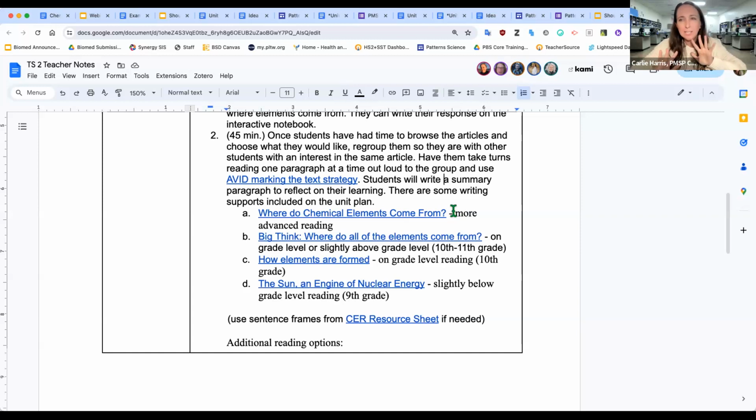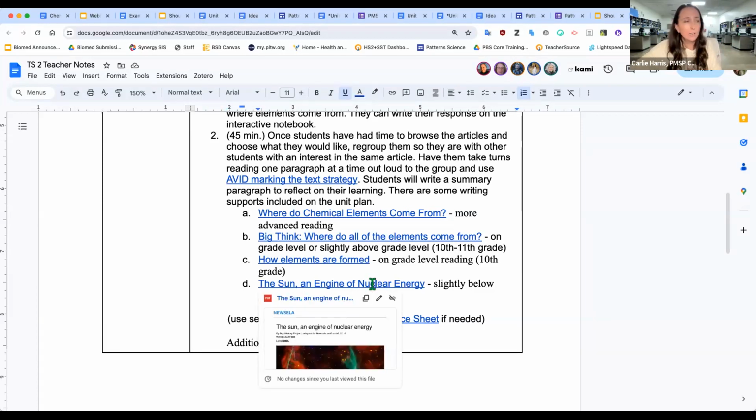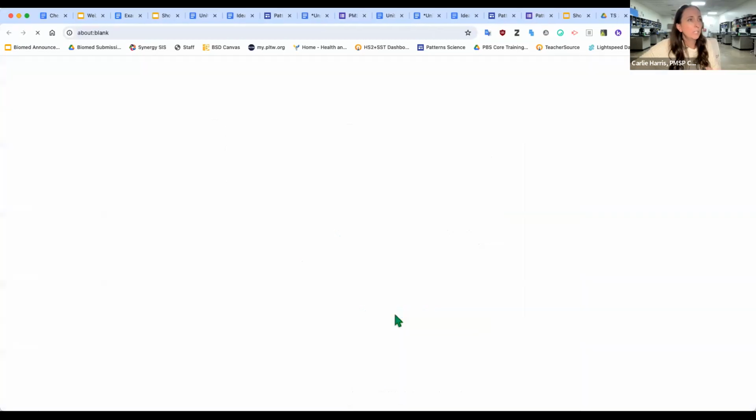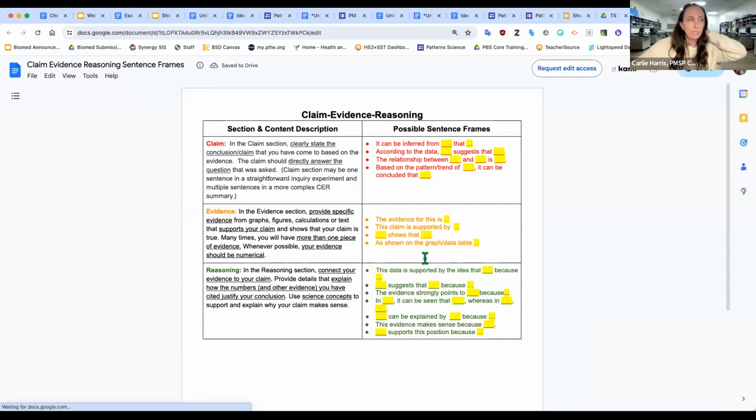We tried, as best as we could, to put in some grade level readings. So in terms of differentiation, we don't have anything that's below 9th grade. It's a little bit hard to find that, but hopefully this is helpful for some of your students that might just need an easier or shorter read. We also have some sentence frames and CER resources for your students to use as they're writing up their summaries. And hopefully this looks familiar to you, as this is a common resource that we share across our courses.